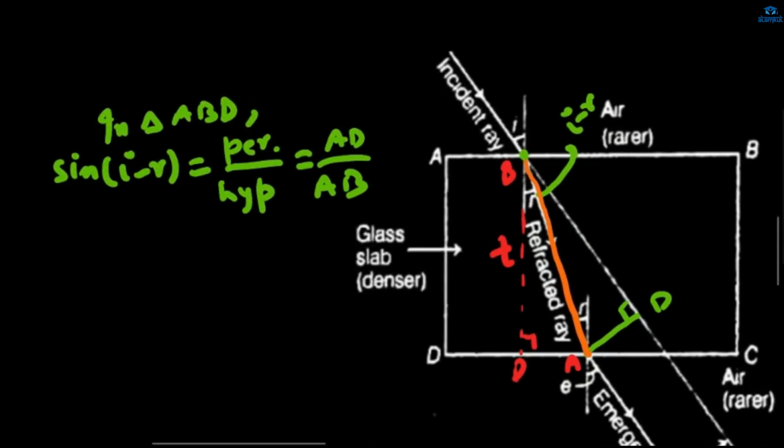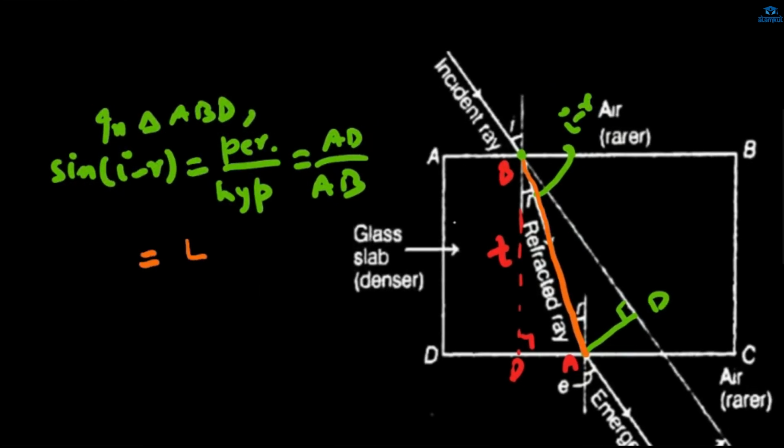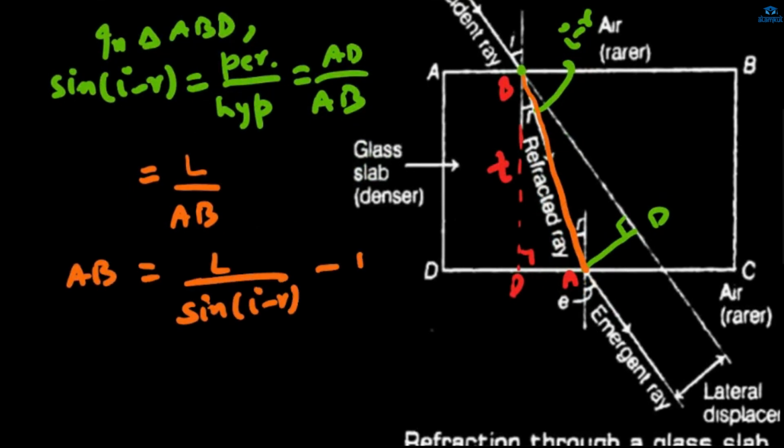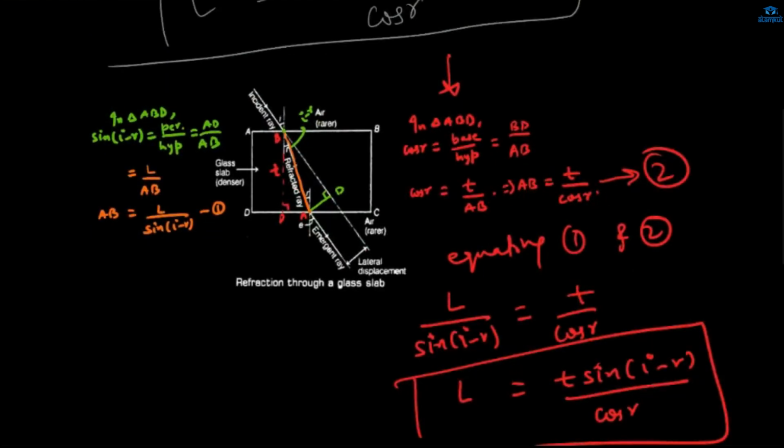So we have AD as L and AB as AB, so AB is equal to L upon sine I minus R. This is our first equation. It's very clear: this is your starting step, and the next step is for triangle ABD for cos R. From both of them we are getting AB.